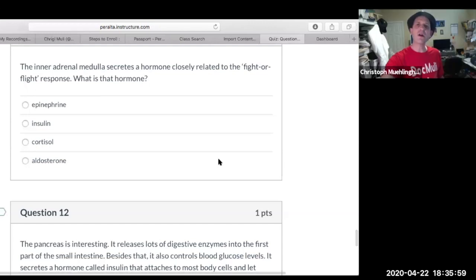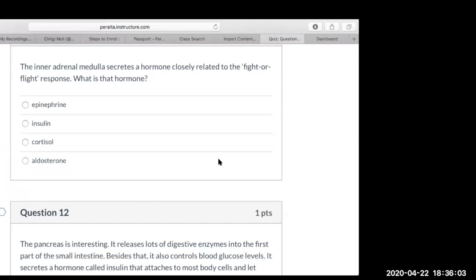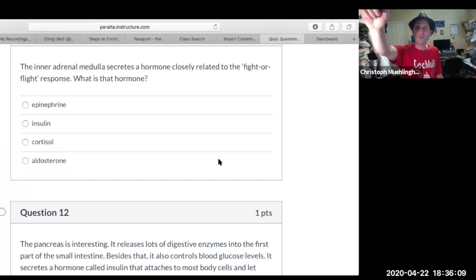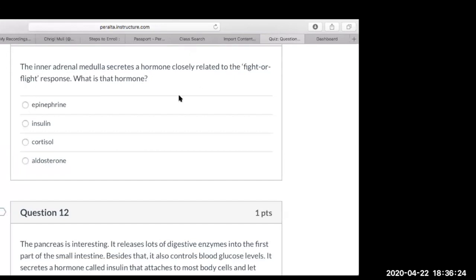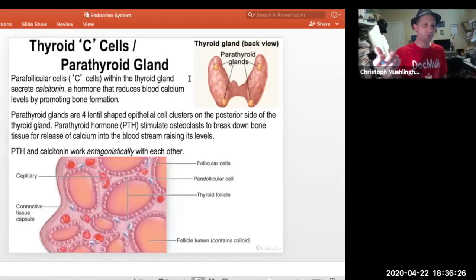The inner adrenal medulla makes a hormone closely related to the fight or flight response. What is that hormone? Epinephrine. Who? Epinephrine. Kirsty? Yeah, hold on, you can't. Oh, you got one left. Okay. Yes, it is epinephrine. Good. And from now forward, I need to hear from people who have not answered a question yet. Okay, cool. Because I have a few of those. I will make sure I get everybody out of the woodwork today. It's the least I can do.